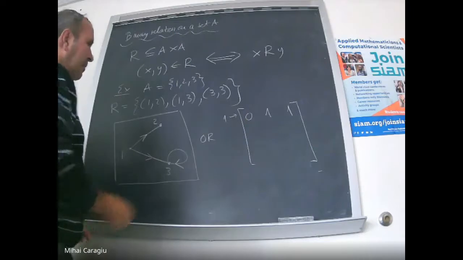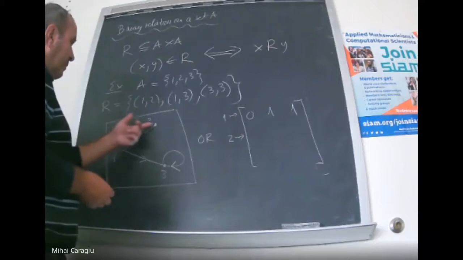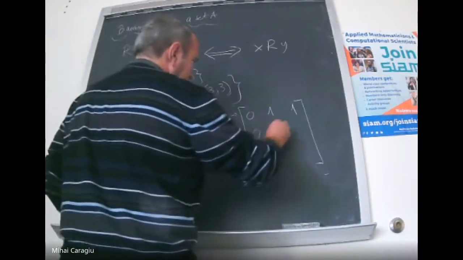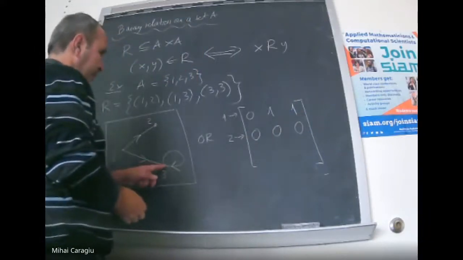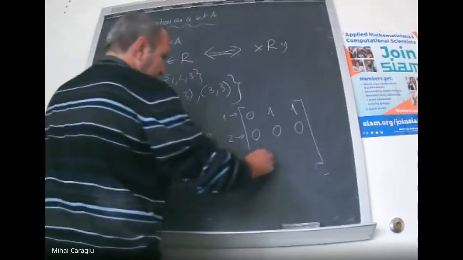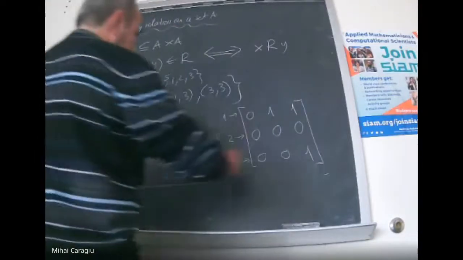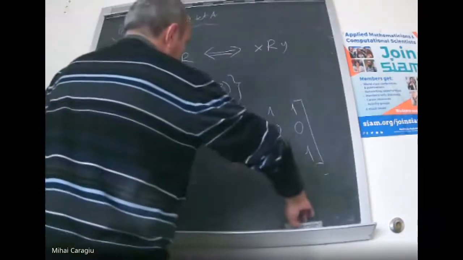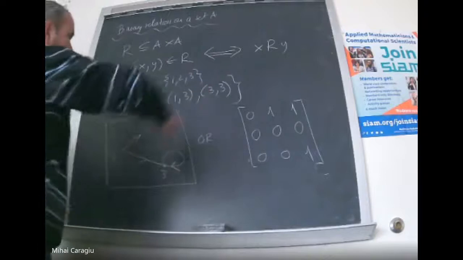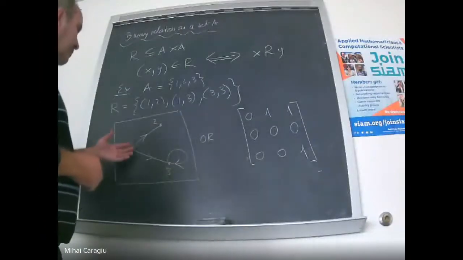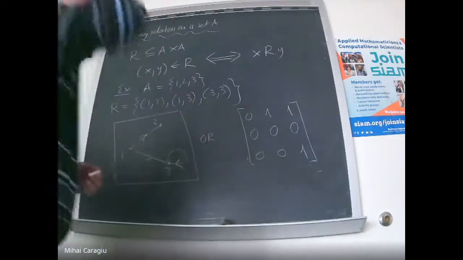Okay, let's go to element 2. There is no arrow emerging from 2, so 2 is not related to anything. So 0, 0, and 0. And finally, element 3 is only related to itself. So we put in row 3: 0, 0, and 1, illustrating the fact that 3 is only related to itself. So we get the 0, 1 matrix encoding the binary relation R, which we see above. We either use the conceptual diagram for the relation or, depending on the context, we may use the matrix of the relation.